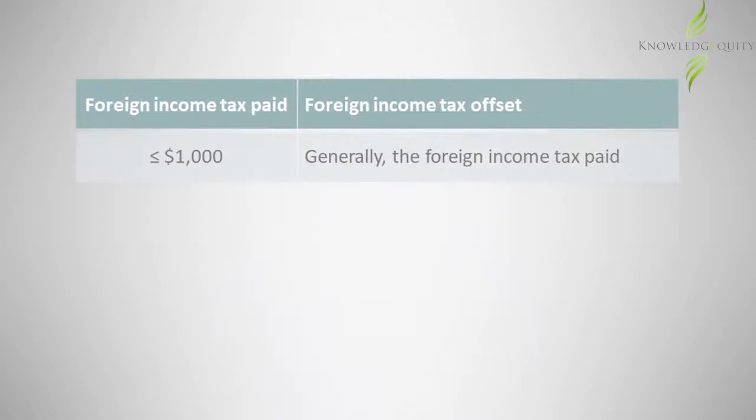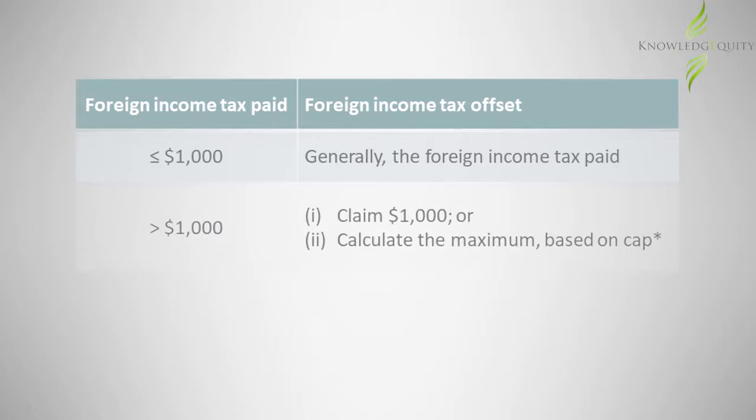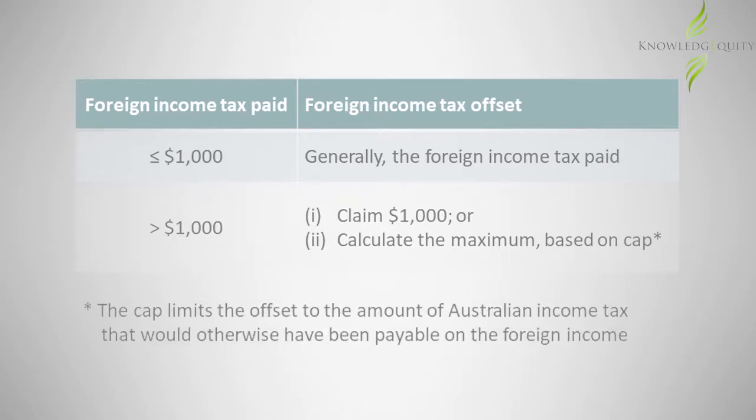The foreign income tax offset is based on the amount of foreign income tax paid. If the foreign income tax paid is up to $1,000, then the actual amount of foreign income tax paid can be claimed as the offset. If the foreign income tax paid is more than $1,000, the taxpayer can either claim $1,000 as the foreign income tax offset or calculate the maximum foreign income tax offset, taking into account an offset cap.